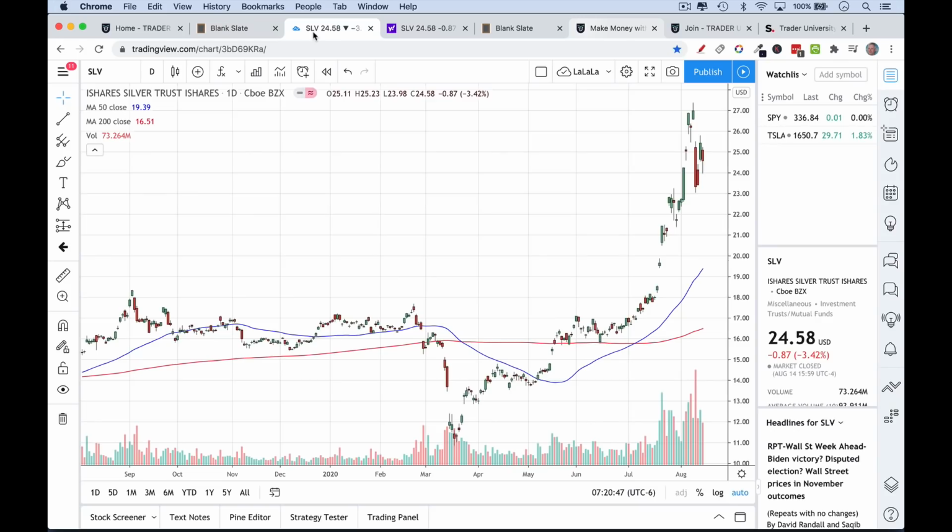So obviously silver has had a really nice run in 2020. It's recently gotten a bit choppy, but one of the good things about choppiness in a market is that it leads to higher premiums on the call options.